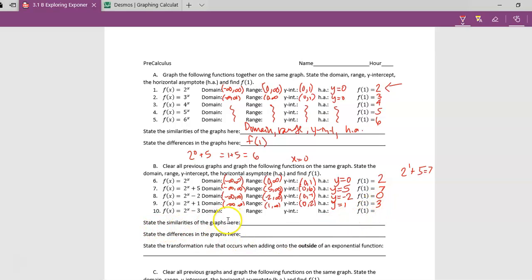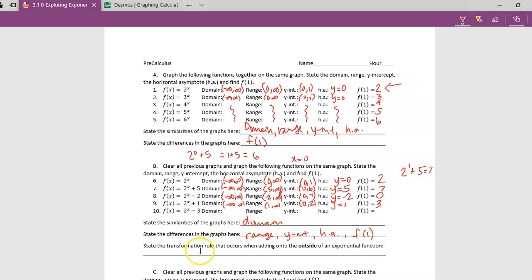All right, so what is similar about all these graphs? I'm going to skip over this last one. They all have the same domain. That's the only thing that's exactly the same. They have different ranges. They have different y-intercepts. They have different horizontal asymptotes, and they have different values of f of 1.